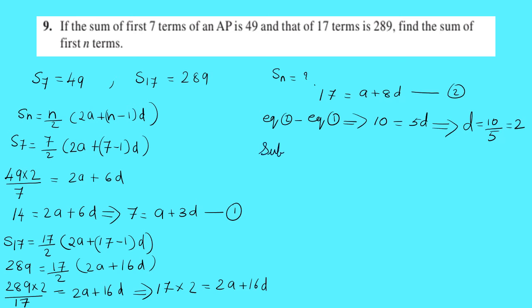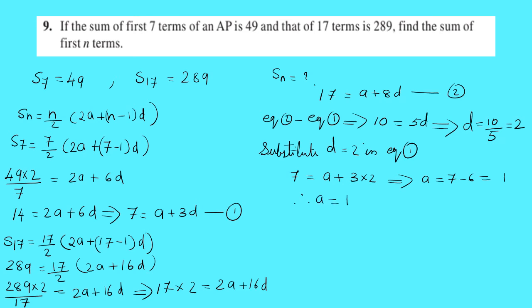Substitute D equal to 2 in any of the equations. In equation 1, you will get 7 equal to A plus 3D. From this you will get A equal to 7 minus 6, that is equal to 1. So you are getting A equal to 1 and D equal to 2.